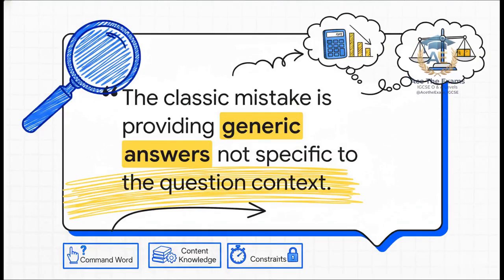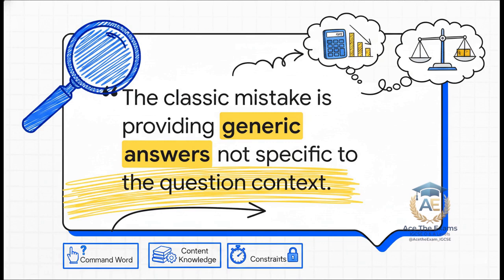I want you to really absorb this direct quote straight from the principal examiner reports. They state, "The classic mistake is providing generic answers not specific to the question context." Year after year, examiners write this exact same complaint. To avoid falling into this massive trap, you absolutely must understand the anatomy of the command words sitting right there in front of you. When a high-stakes 9 to 15 mark question asks you to analyze versus evaluate, it is literally setting a trap for the unprepared candidate.